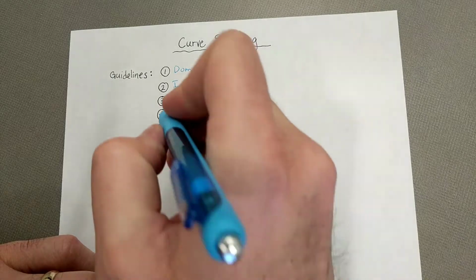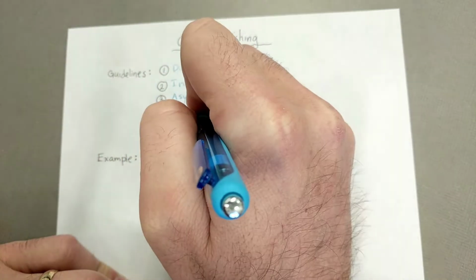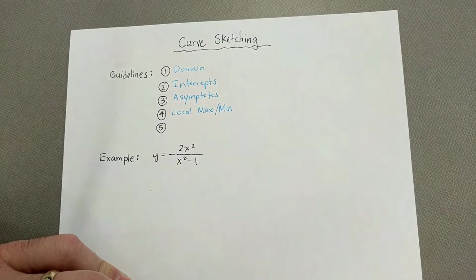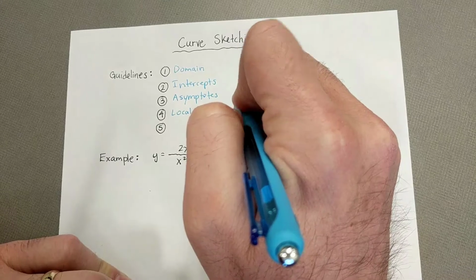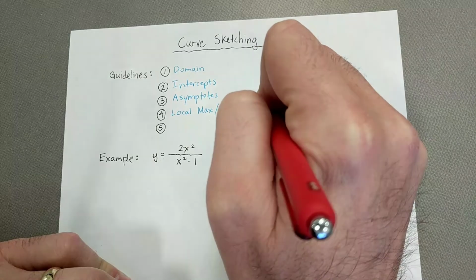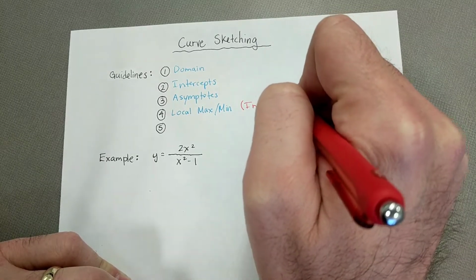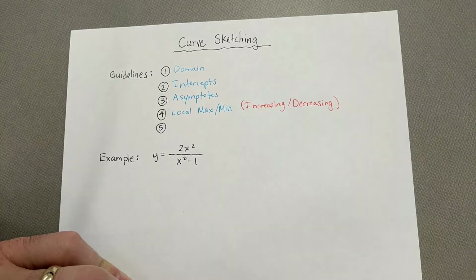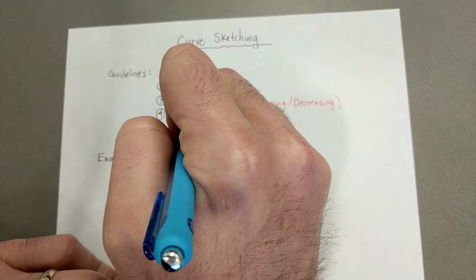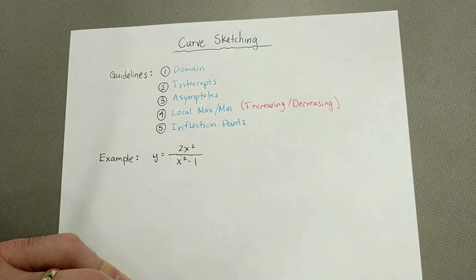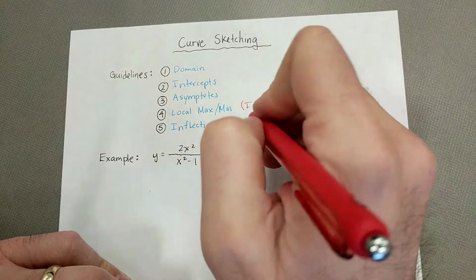The next thing you'd probably want to look for are local maximums and minimums. And along with that, it implies, do it in red here, increasing and decreasing. So yeah, we use increasing and decreasing to help us find local maxes and mins. And then last thing, inflection points. And again, that comes from analyzing the concavity of our function.